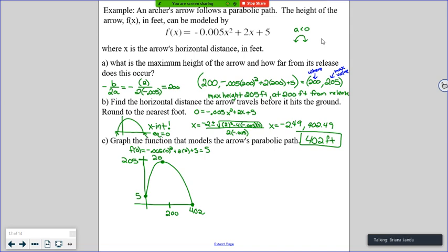When you are asked to mark that important information, that's exactly what we would do. Mark your height and your vertex, mark where it hit the ground, mark where your y-intercept is, all of that.